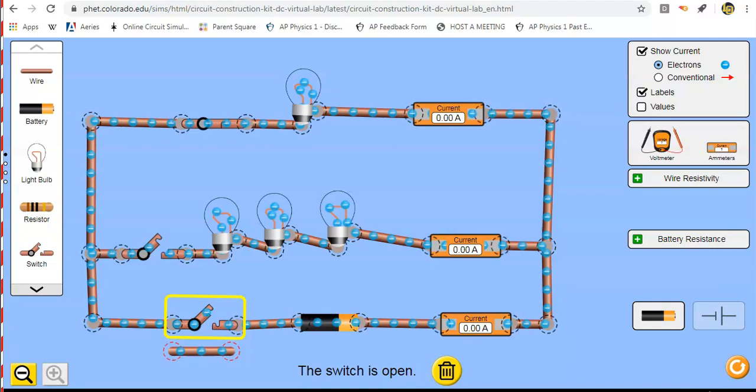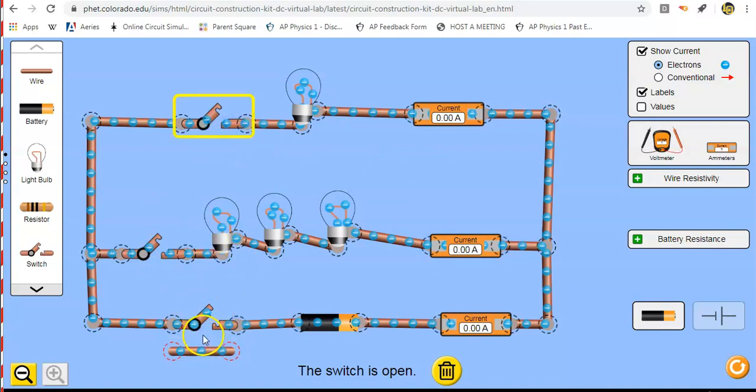Hey guys, last time we talked about series circuits and a little bit about parallel circuits, or should I say resistors arranged in series. Here's an example of three light bulbs arranged in series. What it means to be arranged in series is that by their arrangement, their currents have to be the same. In this case, they're placed one right after the other.